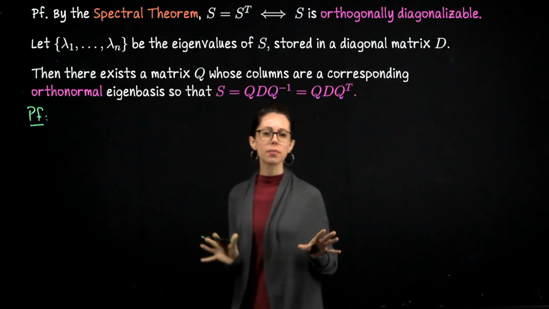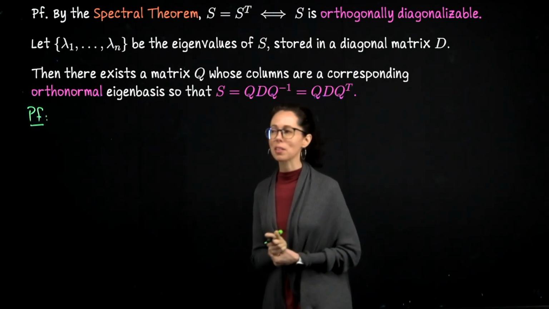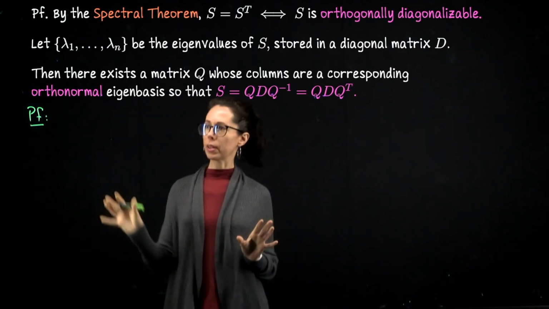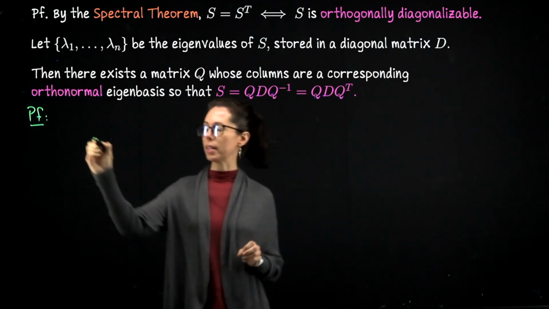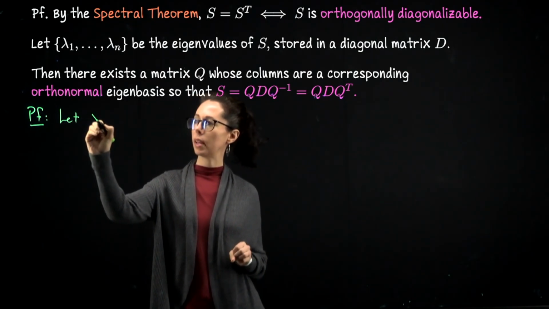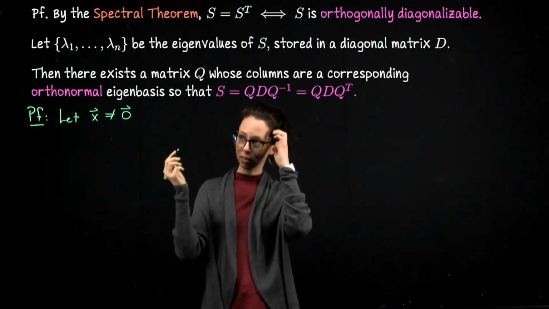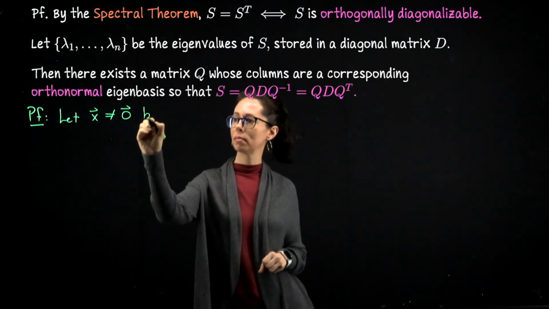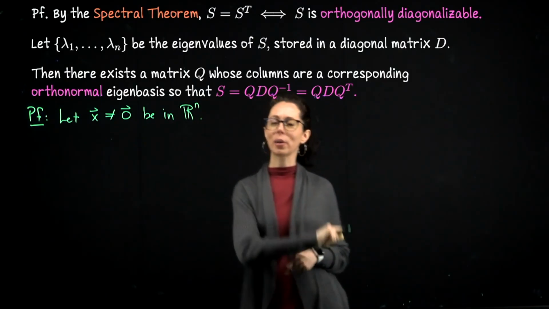There are a couple of different ways you could proceed with this proof, but they're probably related to what I'm about to do. You could work specifically with basis vectors. I'm just going to pick a random non-zero vector in Rn, so let x not equal to the zero vector be in Rn. I'm kind of laughing because where else would it be in this problem? We're working with an n by n matrix.